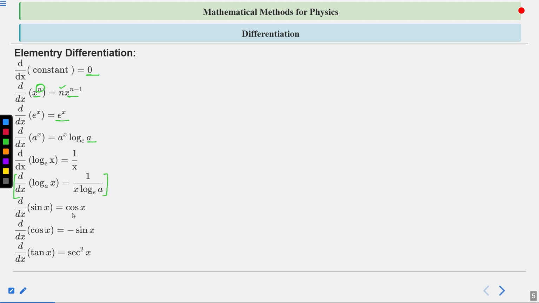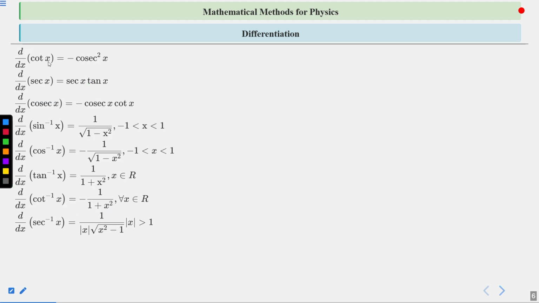Differentiation of sin x is cos x, and differentiation of cos x is minus sin x. And differentiation of tan x is sec square x. So all the elementary differentiation terms are very important for the upcoming lectures. Similarly, differentiation of cot x with respect to x is minus cosec square x. And differentiation of sec x with respect to x is equal to sec x tan x. Differentiation of cosec x with respect to x is minus cosec x cot x.